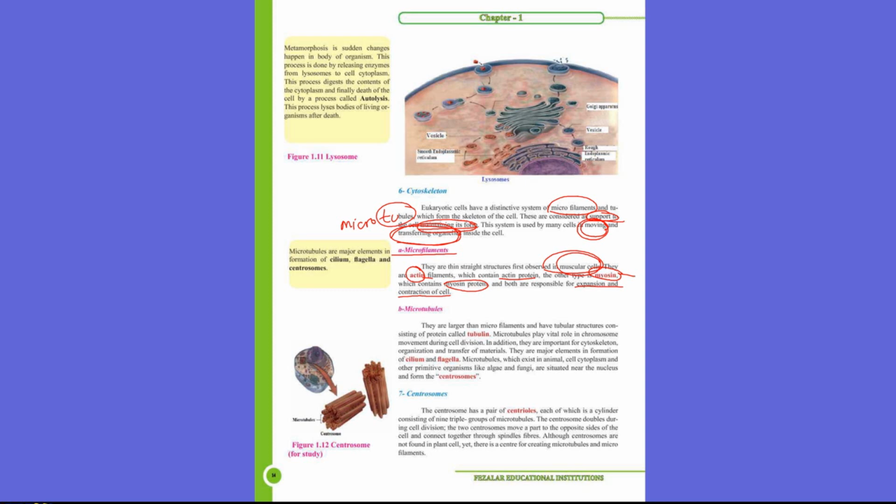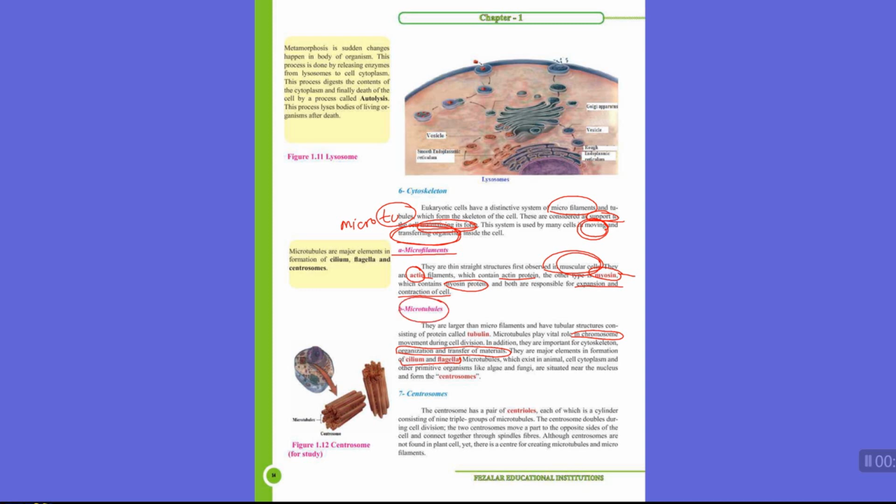Microtubules are larger than microfilaments and have tubular structures consisting of a protein called tubulin. Microtubules play a vital role in chromosome movement during cell division. In addition, they are important for cytoskeleton organization, transfer of materials, and other functions. They are major elements in the formation of cilia and flagella. So any organism that has cilia and flagella contains a lot of microtubules.